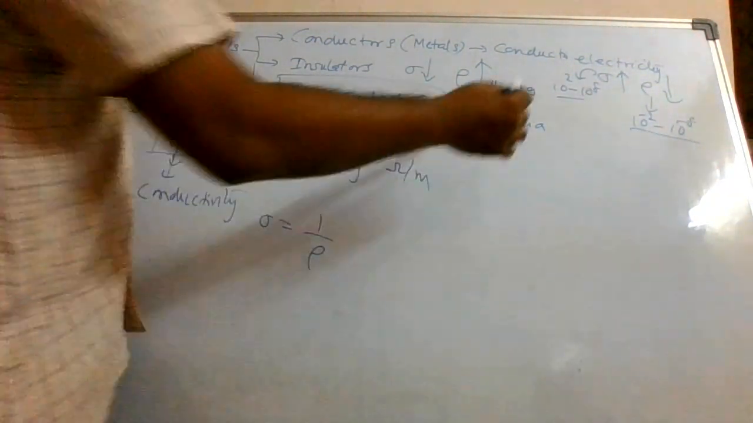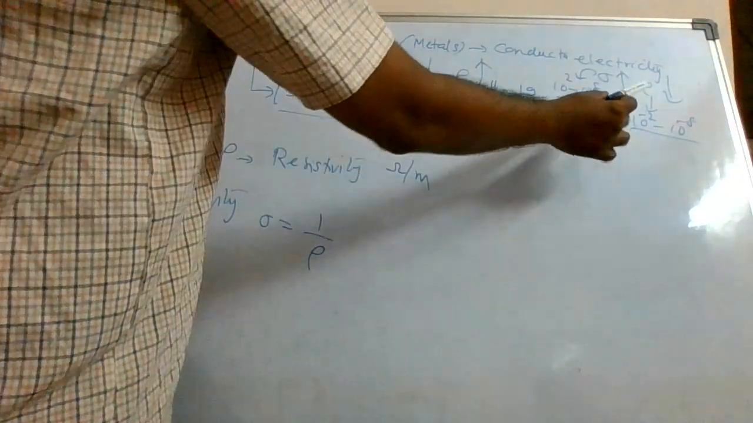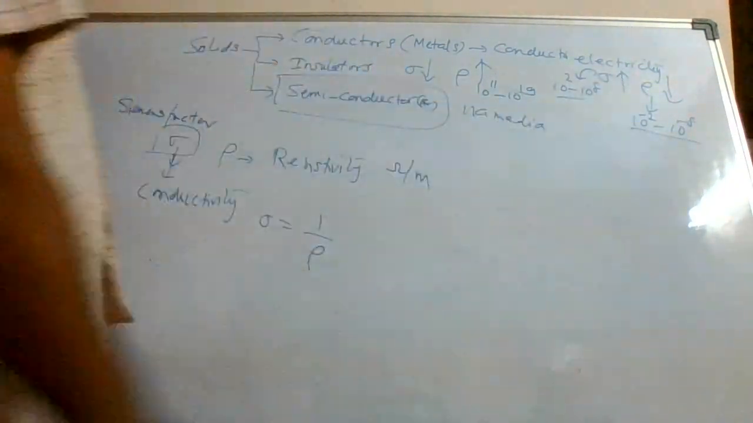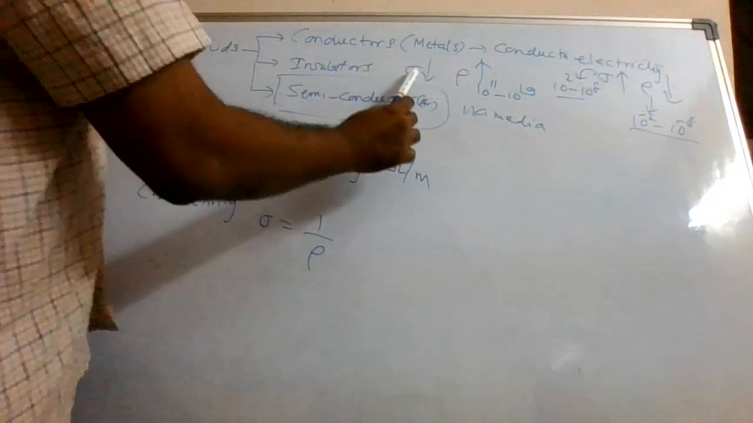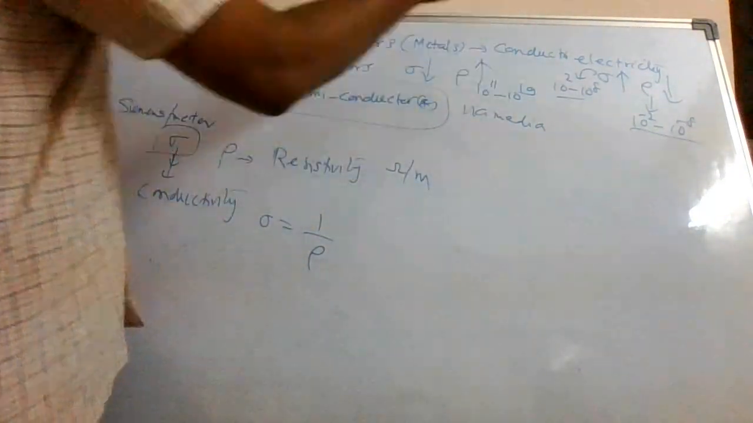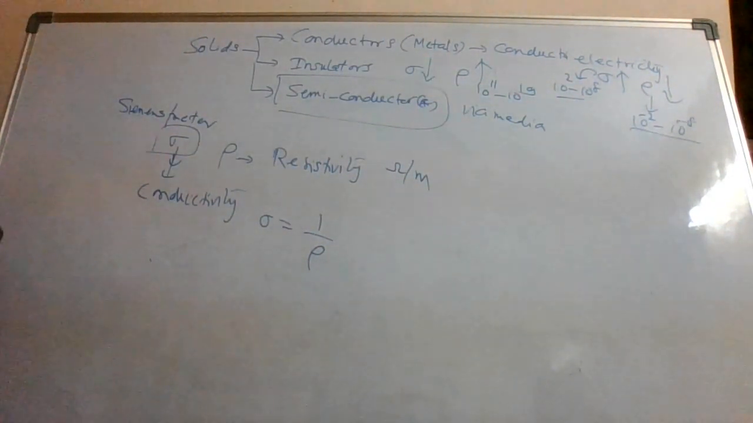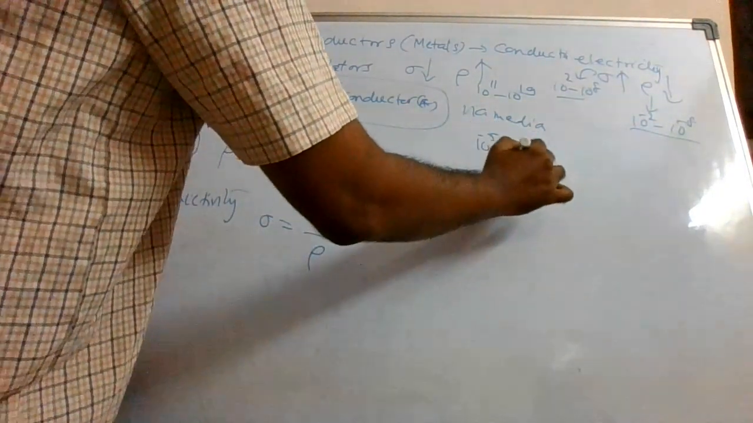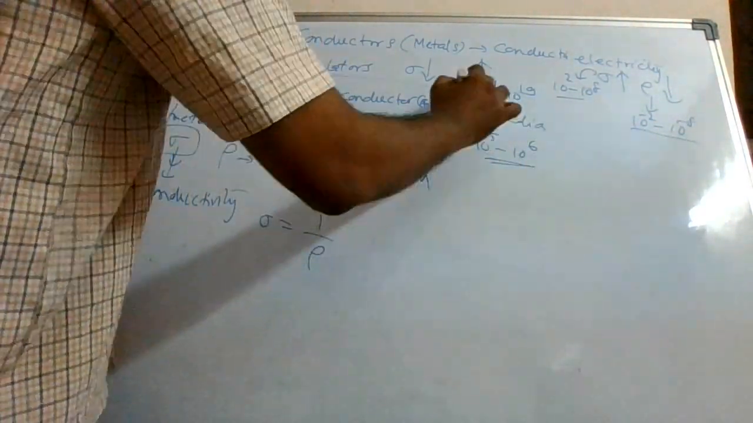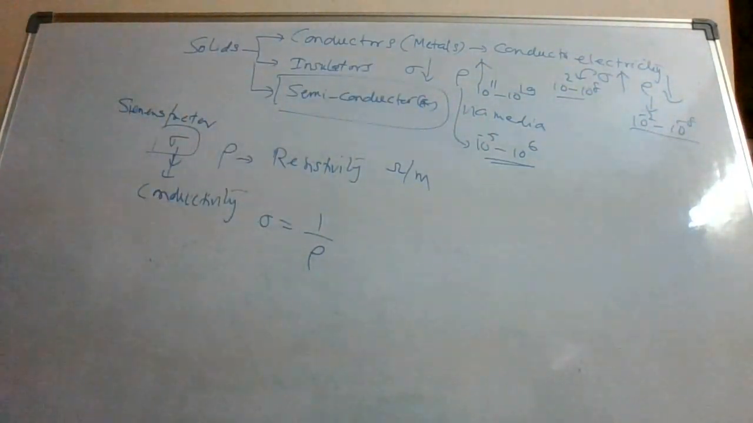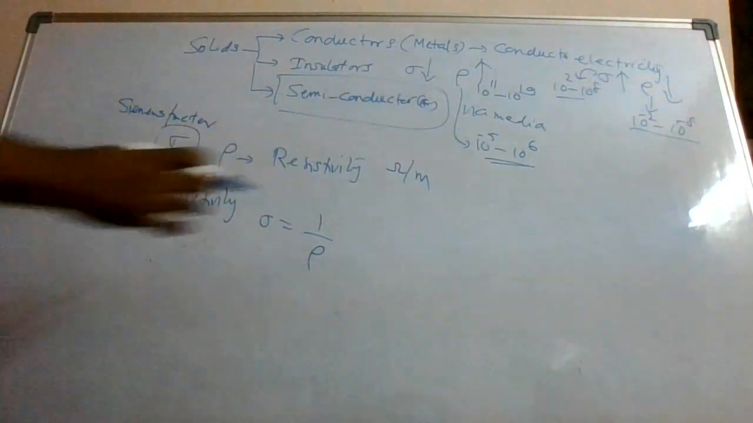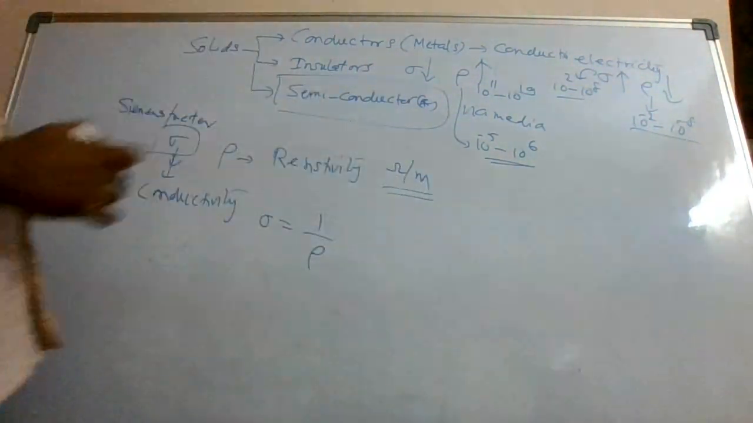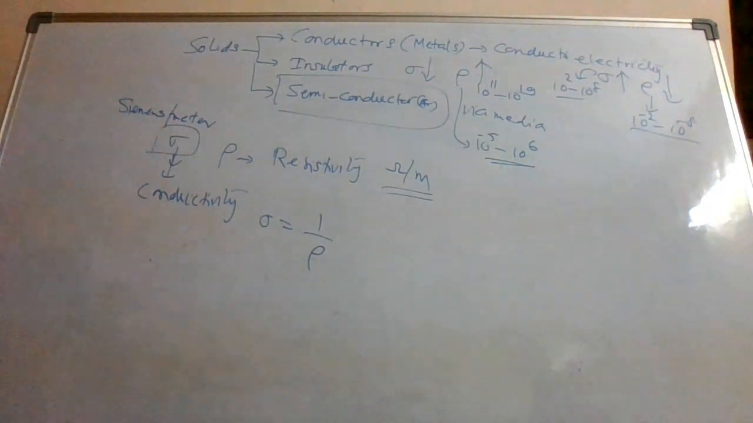So I was telling that for conductors the resistivity value is very, very low, and for insulators resistivity is very, very high. Semiconductors vary from 10 to the power of minus 5 to 10 to the power of plus 6. I'm talking about the resistivity values. What is the unit? Ohm meters. So these are different behaviors that we normally observe.